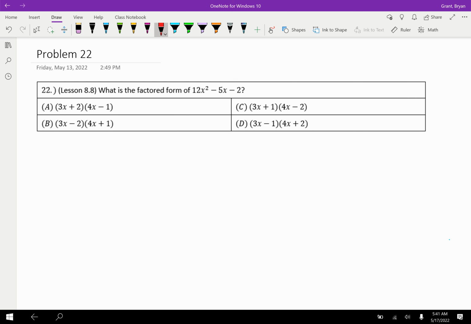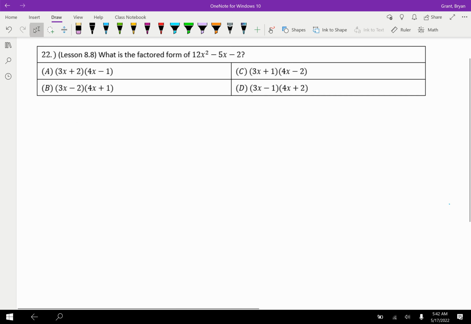We're on to problem 22 in the midst of our factoring problems, which is hopefully exciting because we're pretty good at those. This comes directly from lesson 8.8, so if you need a refresher on how to factor, that's where to go. They're asking us for the factored form of 12x squared minus 5x minus 2. Although one way you could do this is multiply out every single one of these and see which one matches, it's a little bit tedious, and realistically you should know how to factor. So let's get this factored.